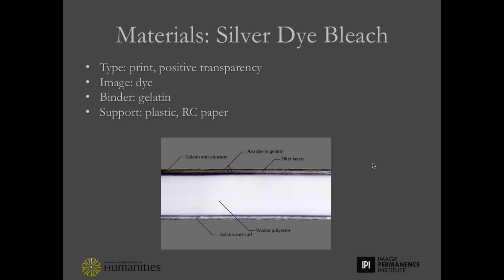This bleach bath was pretty harsh and way too acidic for paper. It would destroy the paper support. So silver dye bleach prints are on a plastic support or on a resin-coated paper support. If it's a positive transparency, we'll have a clear plastic support. If it's a print, it's an opaque plastic support or a resin-coated paper. And again, that image is dye and gelatin.